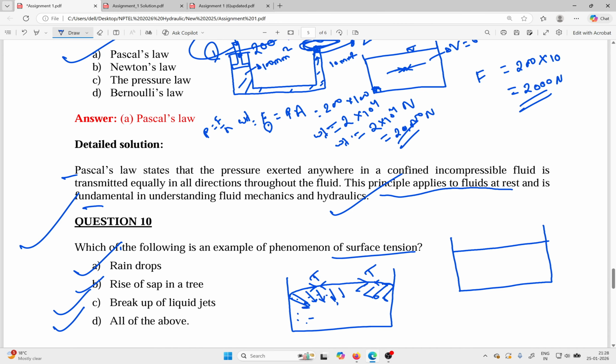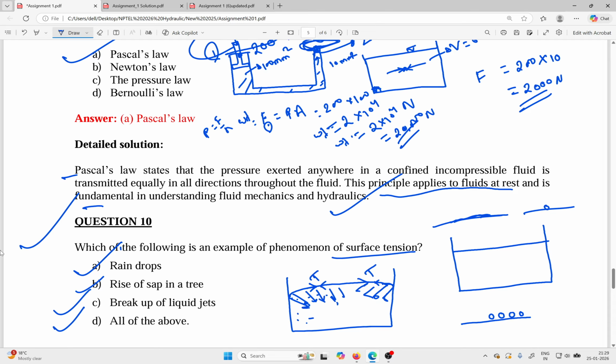Even a raindrop. Let us assume the raindrop. What is a raindrop? Initially, it is water. If you put water on a surface, it will flow like that. But how is a raindrop circular, sphere type? Because of surface tension. Why? The outer surface of the raindrop is completely under tension. So that's why it is sphere type.